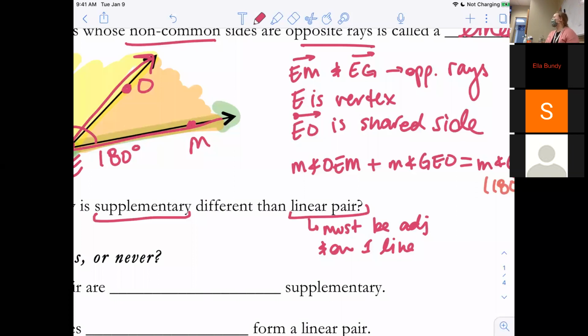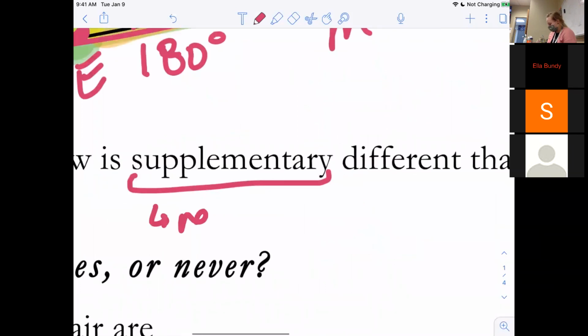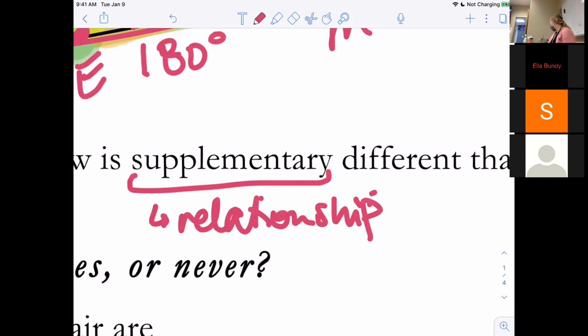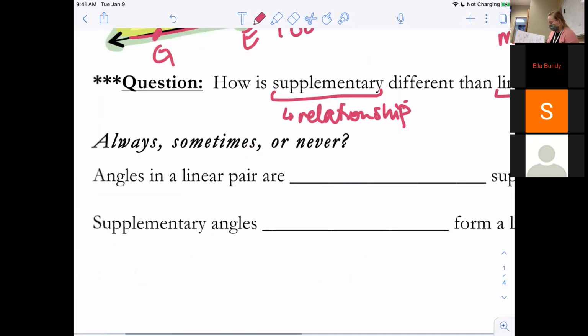Linear pairs are supplementary by definition, but they have to be next to each other. In supplementary, they don't have to be next to each other. So for supplementary, I'm going to write relationship. Okay. All right, couple, sometimes, always, never.